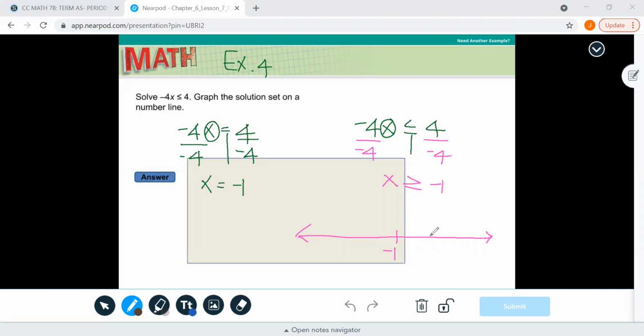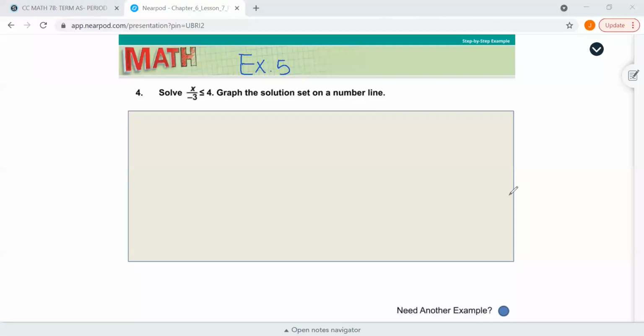So this is -1 here, 0, -2. So you have equal sign, so closed circle. So you have to bubble in the circle, and X is greater than -1. So 0 is greater than -1. So this side you have to shade. So let's take a look at more example problems.